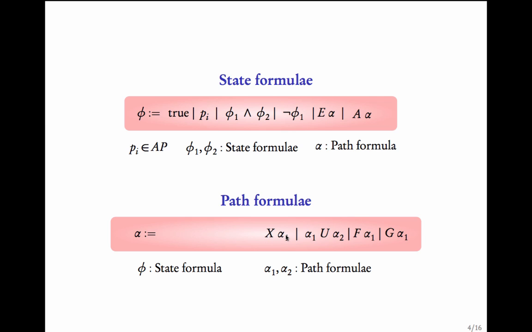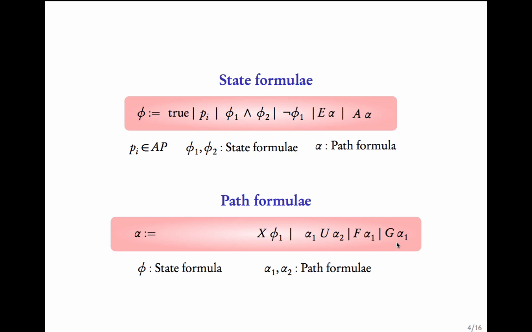This says that X of alpha 1. When we had this, we could form formulae like X of X of p1, for instance, because you could have had X of alpha 1, where alpha 1 could have been X of something, and that something could be a state formula which can be p1. So now, since we have removed this, we need to modify this as well. We will change alpha 1 to phi 1. So instead of saying X of a path formula, you restrict to X of a state formula. So you can say X of p1, but you cannot say X X p1, for instance.